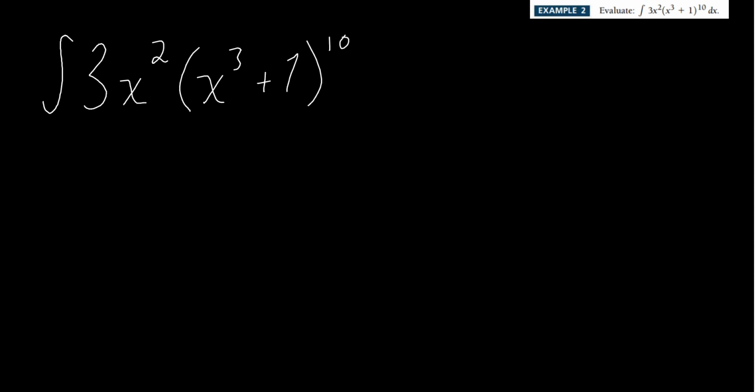We've got the integral of 3x squared times x cubed. I might be making that a little too large. Okay, so looking at this problem, what seems to be the most complicated part, right? What seems to be the inside part of the chain, right? So what we're going to do is make the substitution.